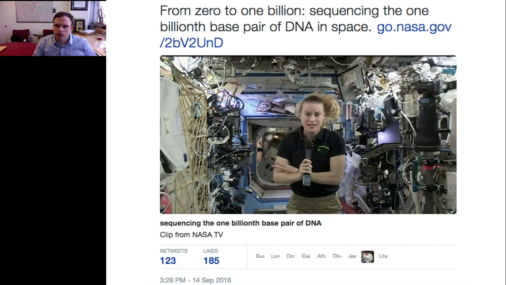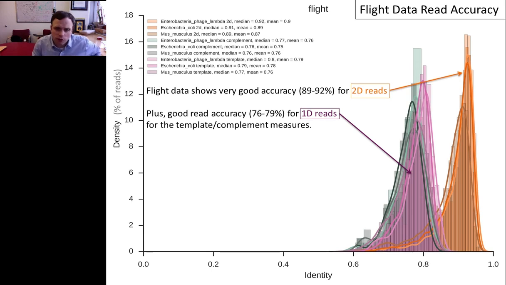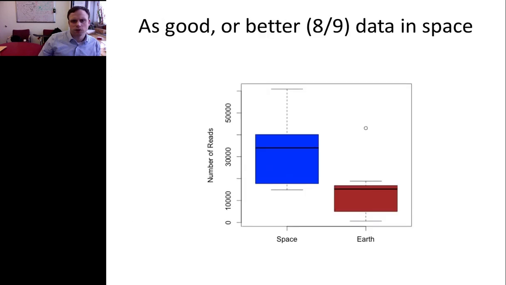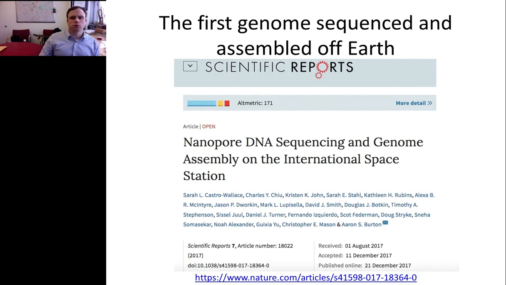So one really exciting thing is not only did it work, it actually worked really, really well. We could see, at the time at least, this was very good data. We could see in space, in zero gravity, from E. coli and mouse and lambda DNA, and it looked very, very good. And we got even as good or better data in space than we did on Earth for the same control library. So it looked really, really good. And we just published this at the end of December, sort of the first genome sequenced and then assembled offworld, that you can see here from work that we did with collaborators at NASA.